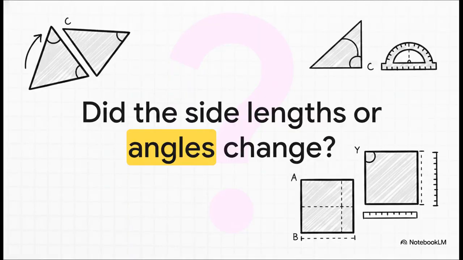So pause and think about that for a second. Okay, it's pointing a different way now, but did anything really change about the triangle itself? Are the sides any longer or shorter? Do the angles get bigger or smaller?